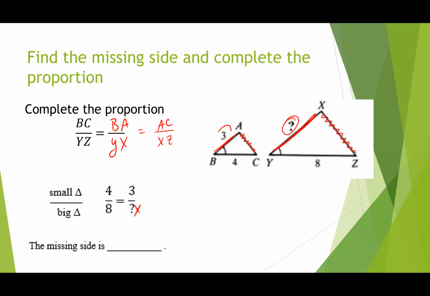Well, what does it match with? The 3, and the 4 goes with that 8. So we did small over big, and then the 3 comes from the small one, and our question mark comes from the big one. Just cross multiply. 4 times x, that's 4x, equals 24, because that's 8 times 3, divide by 4. So x is going to be 6. So our missing side is 6.